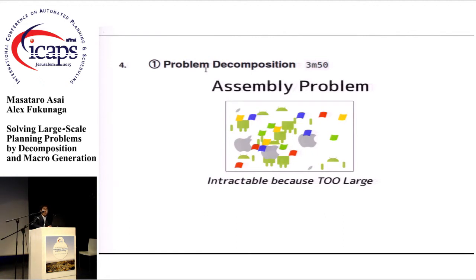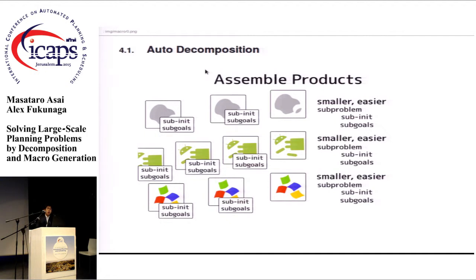The first step, problem decomposition, is something like this. Assume we have a too large assembly problem that cannot be solved at once. We try to decompose it as if, without knowing, it is decomposable. So it may not be decomposable, but we don't care. Then we get these kinds of sub-problems, each of which is smaller and easier. Each sub-problem has a sub-initial state and sub-goals.